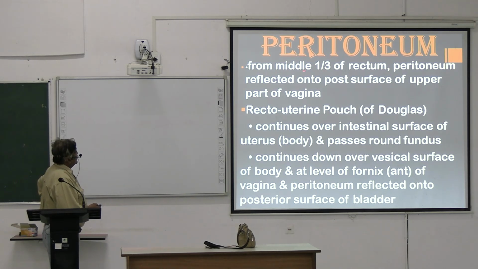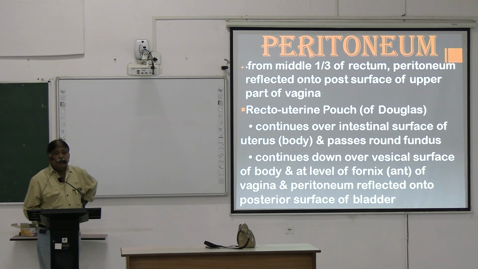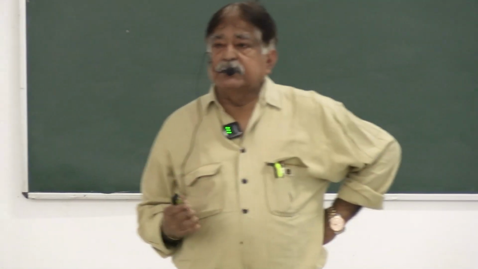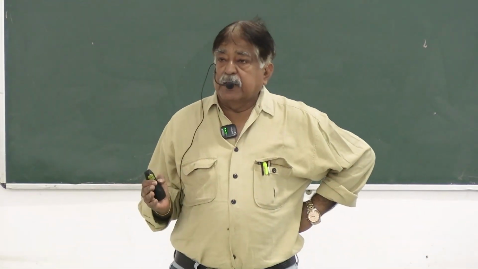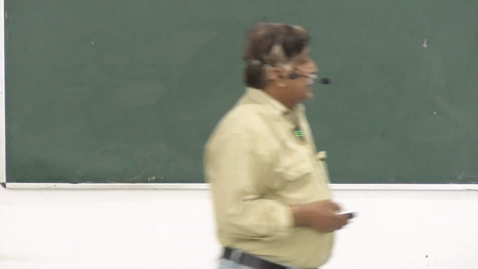Now, peritoneum: from the middle one-third of the rectum, the peritoneum is reflected onto the posterior surface of the upper part of the vagina. Rectouterine pouch, pouch of Douglas, continues over the intestinal surface of the uterine body and passes around the fundus. Continues down over the vesical surface of the body and at the level of the fornix, anterior of the vagina, the peritoneum is reflected onto the posterior surface of the bladder. Now, this is the peritoneal reflection, because all organs of the abdomen are extraperitoneal. Okay.